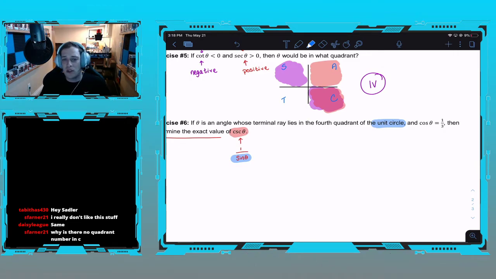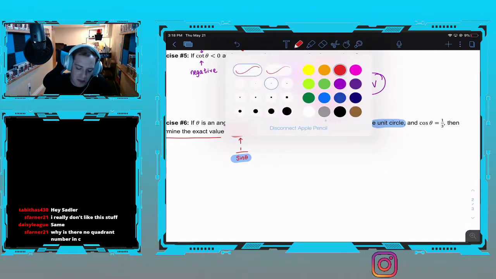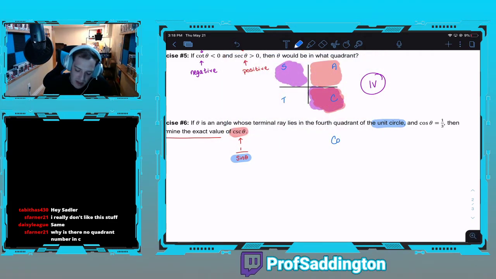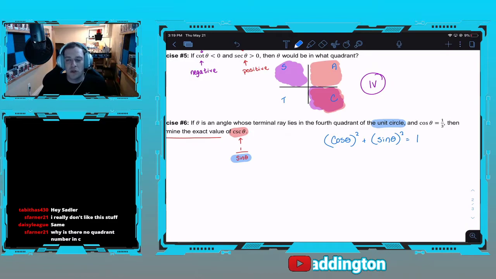So we did the unit circle back more towards the middle of unit number 11. But if you're trying to find the missing trig using the unit circle, there was a Pythagorean theorem formula that we used. And that formula was cosine theta squared plus sine theta squared is equal to 1, because when we're in the unit circle, it just means the radius in the entire circle is always going to be 1.